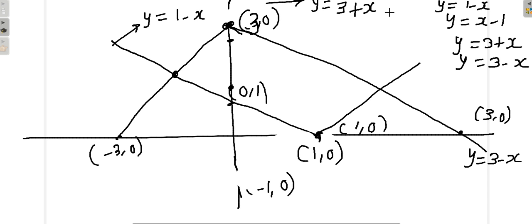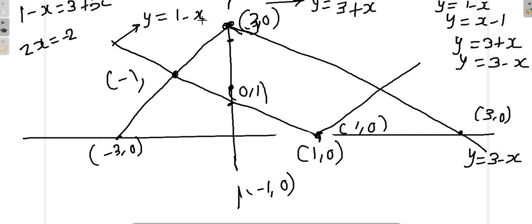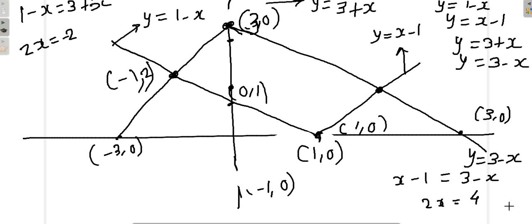y equal to 1 minus x and y equal to 3 plus x. Let me quickly calculate. It gives me 2x equal to minus 2. So that gives me x equal to minus 1. If you put x equal to minus 1 here, you get y equal to 2. So this is minus 1 comma 2. Let us see this quickly. This is y equal to 3 minus x. This is y equal to x minus 1. That gives you x equal to 2 and y equal to 1.